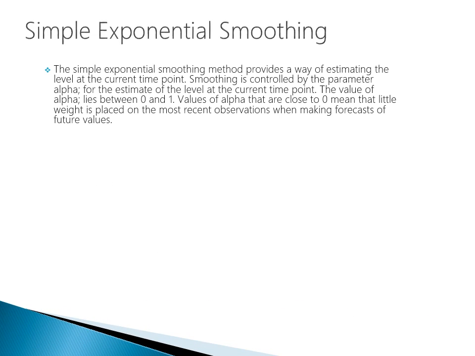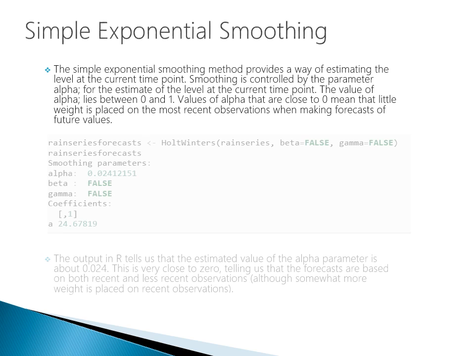The simple exponential smoothing method provides a way of estimating the level at the current time point. Smoothing is controlled by the parameter alpha for the estimate of the level at the current time point. The value of alpha lies between 0 and 1. Values of alpha that are close to 0 mean that little weight is placed on the most recent observations when making forecasts of future values.